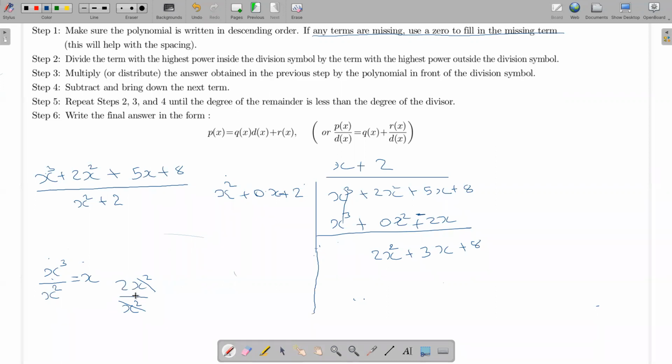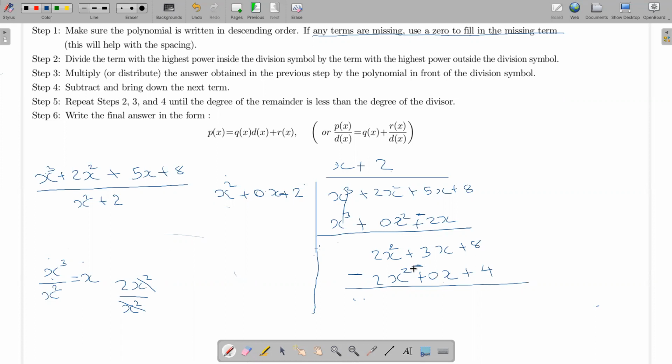So x squared I divide by 2. I multiply this by this 2. I get 2x squared plus 0x plus 4. Okay. Now I subtract here and here.